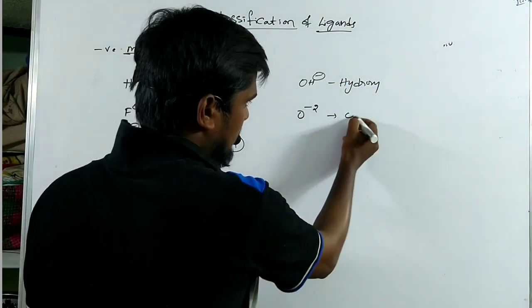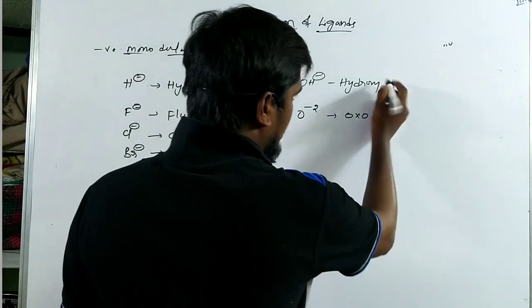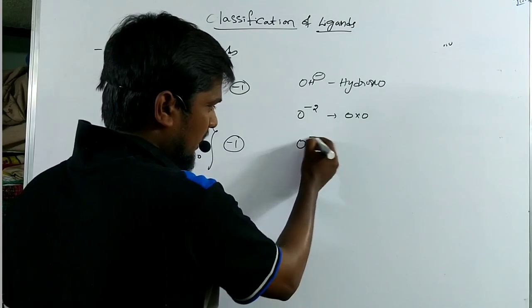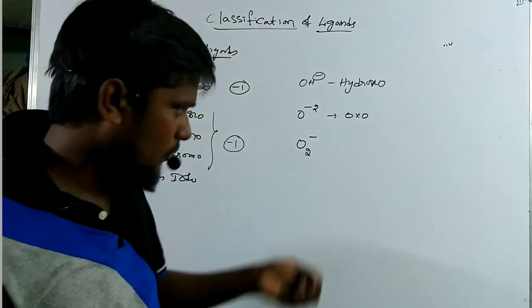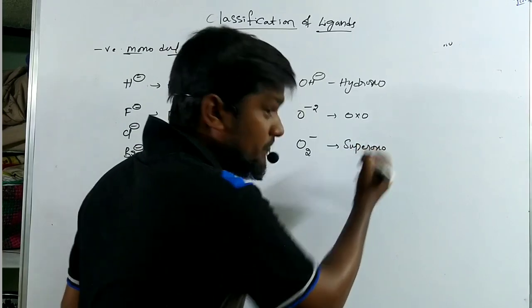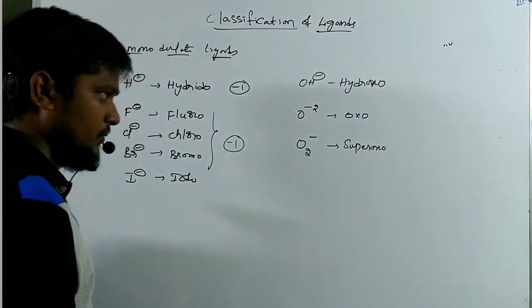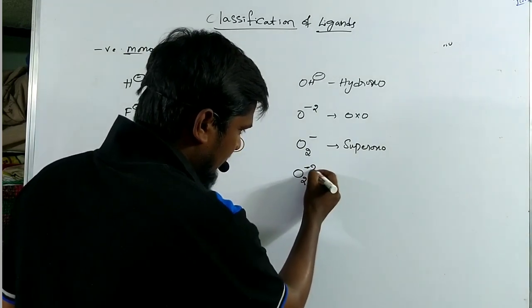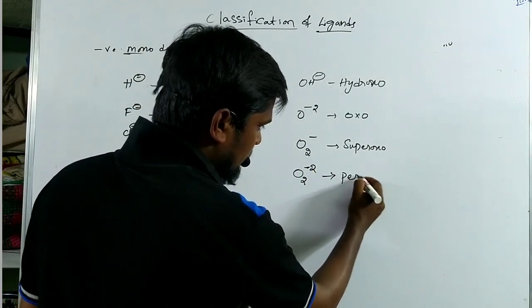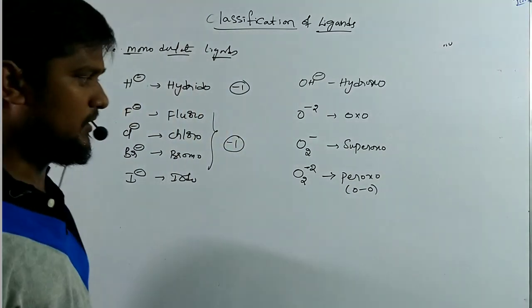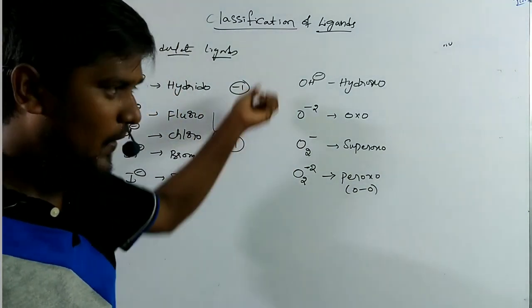O2- is called oxo. Now here the oxygen content is more, that's why O2- is called superoxo, with examples like KO2 and NaO2. Then O2 2-, which is peroxo. Here there is an oxygen-oxygen linkage, so it is called peroxo. So these are the oxygen family.